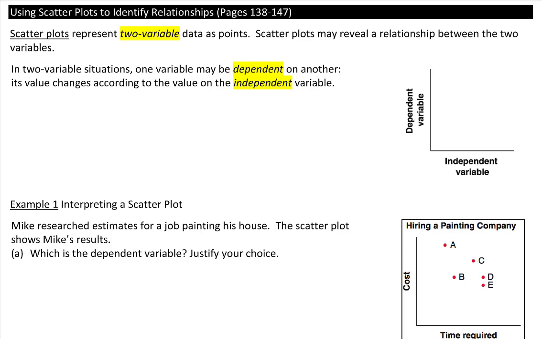Now we're looking at using scatterplots to identify relationships. Recall that scatterplots represent two variable data as points. Scatterplots may reveal a relationship between the two variables. In two variable situations, one variable may be dependent on another. That means its value changes according to the value of the independent variable. For example, the value of a car depends on its age.